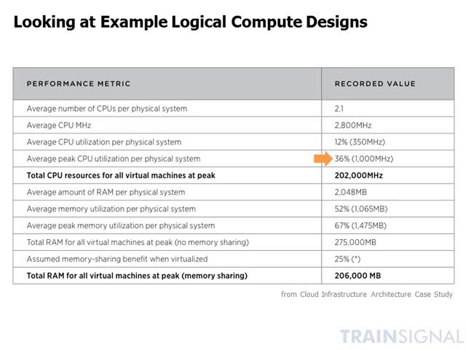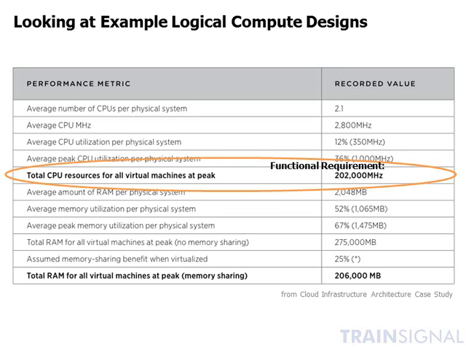But using these numbers, and we don't have a total on how many systems were actually measured here, but taking the average peak, we can arrive at a total aggregate CPU capacity of 202,000 megahertz or 202 gigahertz total CPU capacity. And that's our functional requirement. That's where we say we know that the environment has to be able to drive at least 202,000 megahertz of CPU cycles. And we'll use that as we go about deriving other values in the logical compute design.